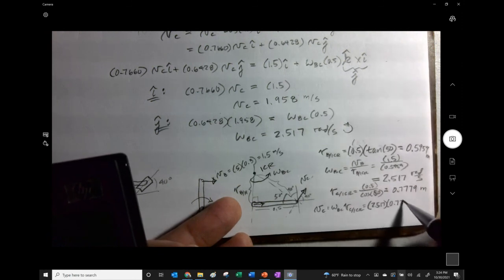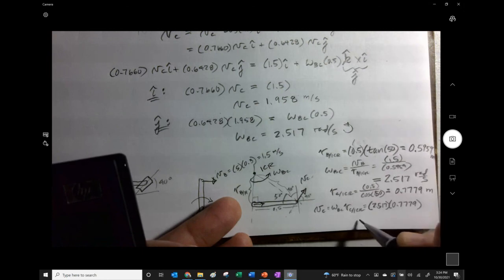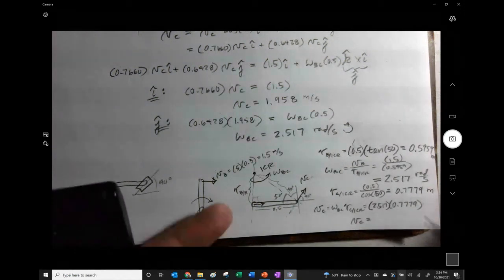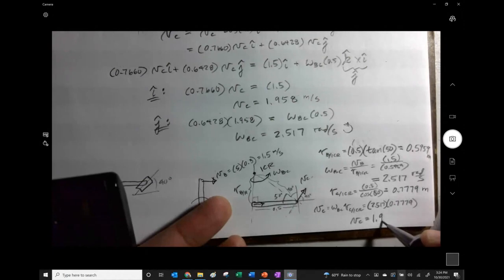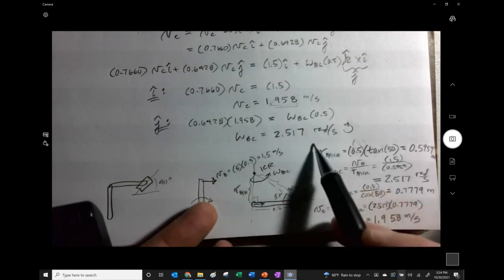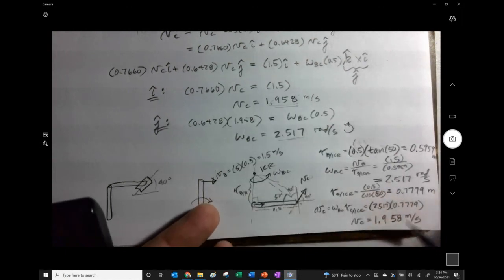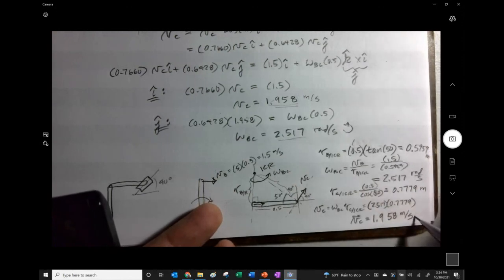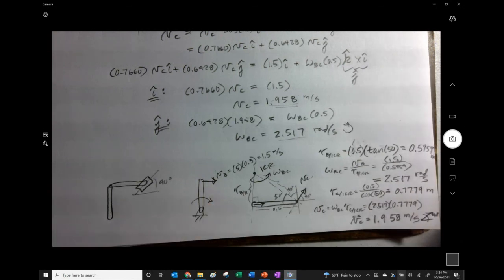So the velocity of C is going to be omega BC times RC ICR, or 2.517 times 0.7779. I can just multiply two things in my calculator. There I go, boom. 1.958 meters per second. And we agree, yay. And we said it was a velocity, so we really should also give it an angle too.